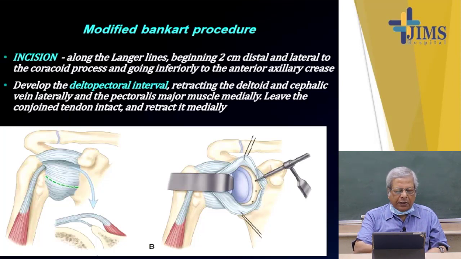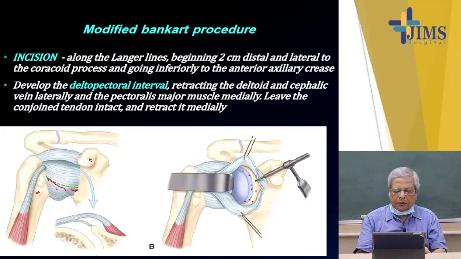This is the tendon of the biceps. This is the anterior aspect. This is the coracoid process, tendon of the biceps. This is the anterior capsule and this is the subscapularis. Subscapularis is split. Then the capsule is split in the same line. Then the glenoid is seen.